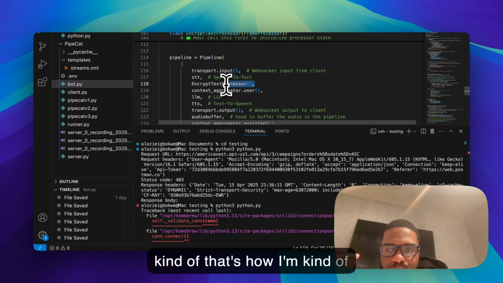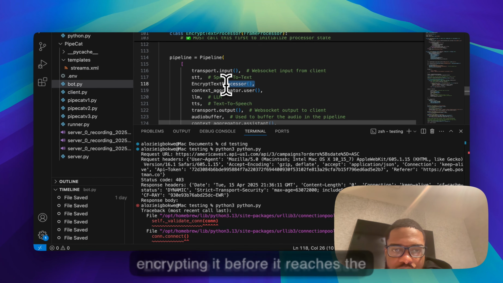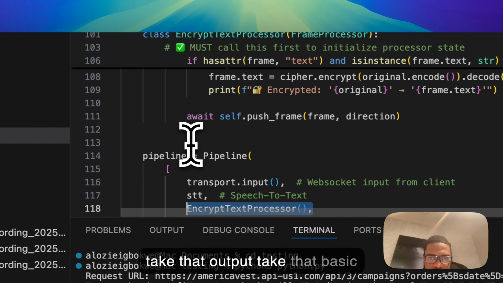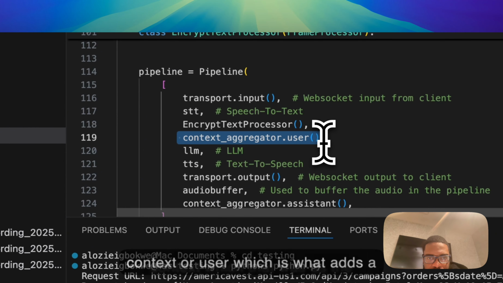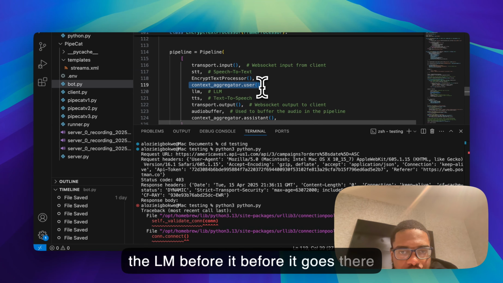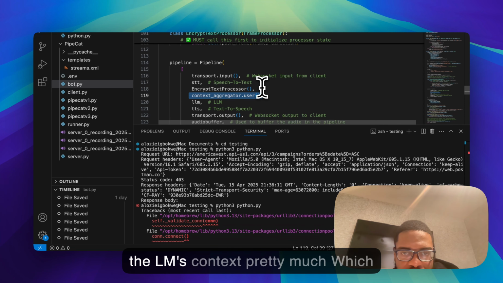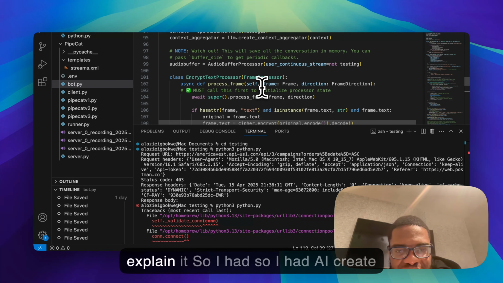So that's how I'm kind of encrypting it before it reaches the LLM. I added extra functionality that takes that specific value or output that's getting passed to the context, which adds the message context inside the LLM. Before it goes there, I run another function that encrypts the specific value the STT was going to send there, and makes sure it's encrypted before it gets sent to, I guess, the LLM's context. It's a pretty bad explanation, but that's the best way I could explain it.